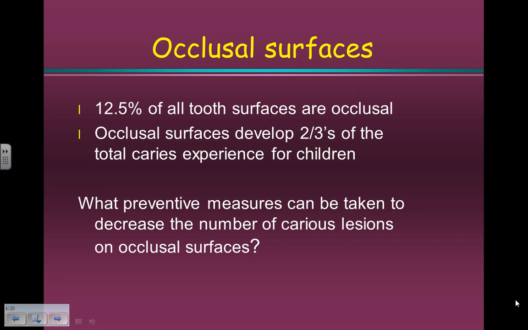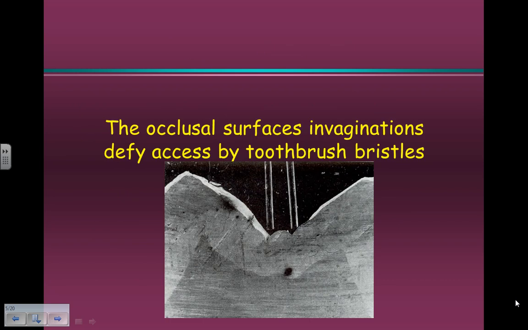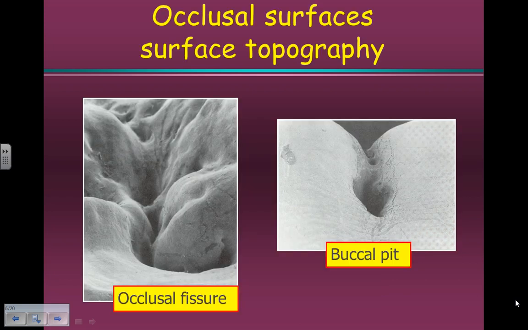In the last couple of years, some of the recent evidence is pointing to an increase in the amount of pit and fissure decay that we're seeing among our younger patients. So what preventive measures can we take to decrease those numbers of carious lesions on the occlusal surfaces? Well, first understand that the invaginations, the anatomy of a pit and fissure, defy access by the bristles of a toothbrush. You can't clean pit and fissures, combined with the fact that you're packing food and bacteria into these invaginations.